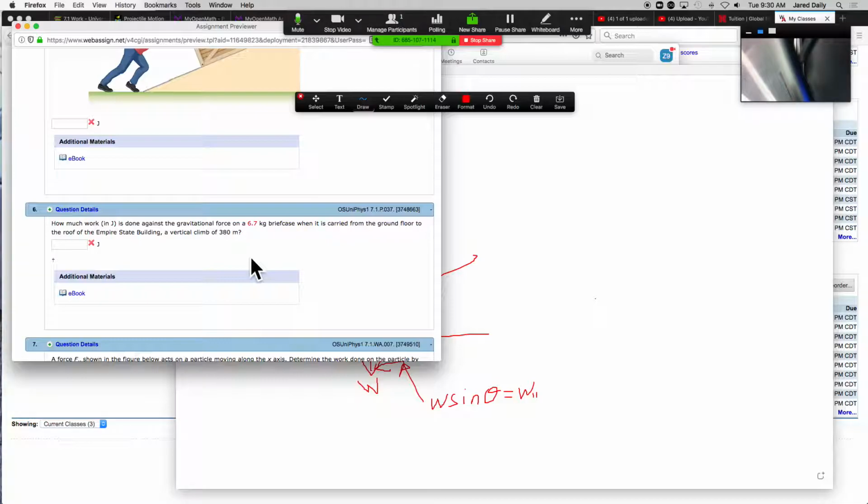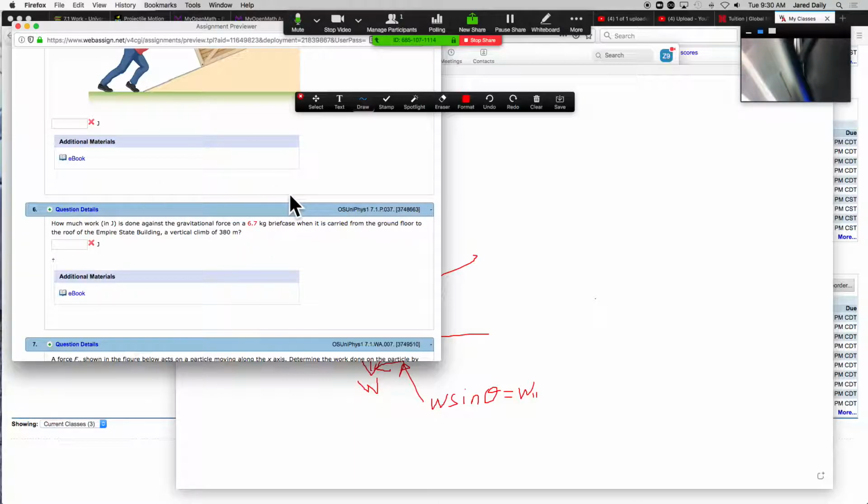Well, I guess if they say how much work you do against gravity, this is still the way you do this, because if you're accelerating the briefcase and not going at a constant speed, that acceleration is not necessarily done against gravity. That's the work that you do to accelerate. So I guess the way they worded it is fine.